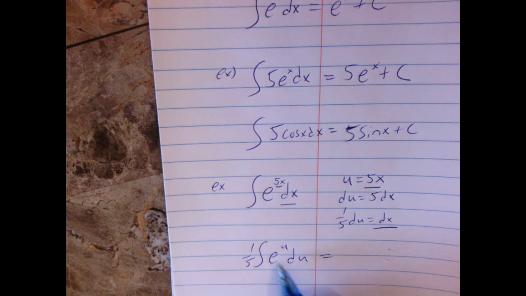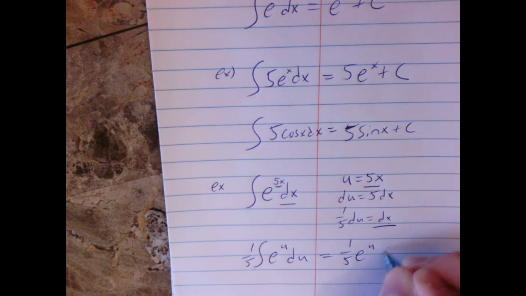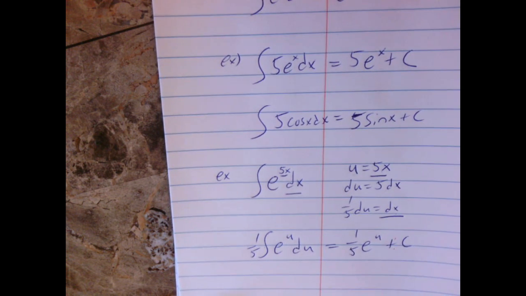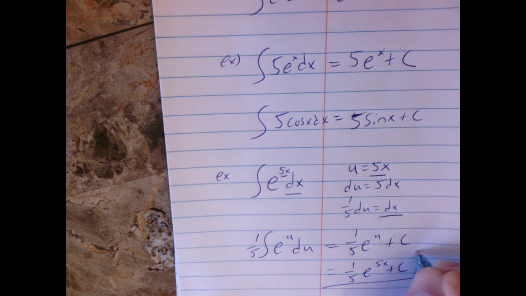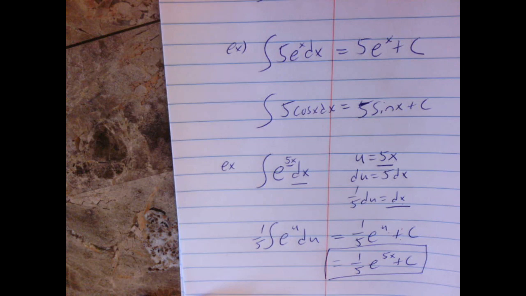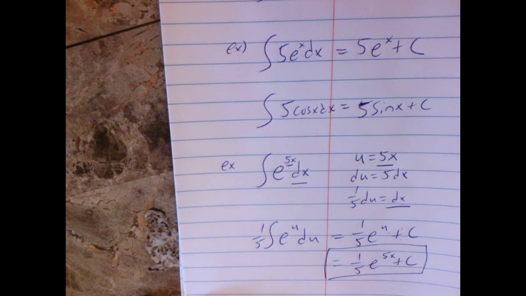And of course, the antiderivative of e to the u is e to the u. The 1/5 is coming along for the ride. Don't forget the plus c since it's indefinite. And u was 5x, so we're going to plug that back in to get our final answer. And this would be your general antiderivative for e to the 5x. Again, you could take the derivative of this just to be sure. 1/5 e to the 5x, the derivative would be 1/5 e to the 5x times 5 because of the chain rule, and the 5 and the 1/5 would make 1, and you'd be right back to where you started.